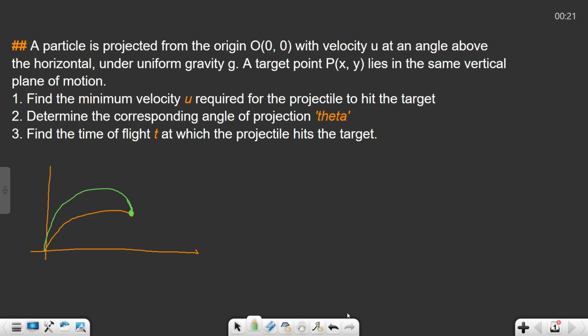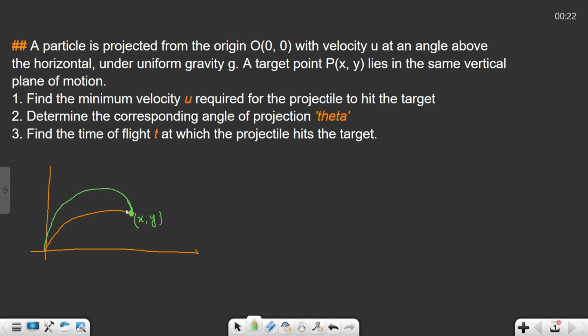Now, let's say there's a target point situated at, let's say, x comma y at P, which is of course in the same vertical plane as the projectile's motion. Now, we have to figure out the minimum velocity that is required to hit that object.